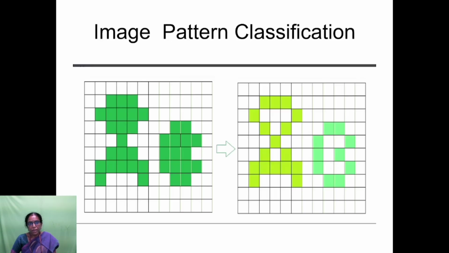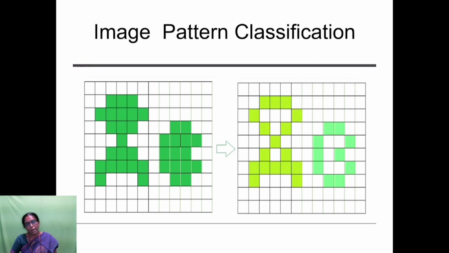Here we can see image pattern classification. So how are the patterns classified? This pattern classification can be very useful in identification of image patterns for various applications in image processing. This is also one fundamental part of the image processing steps.